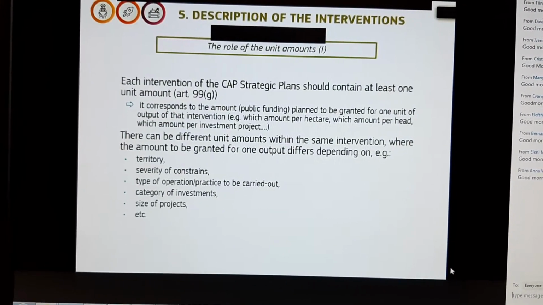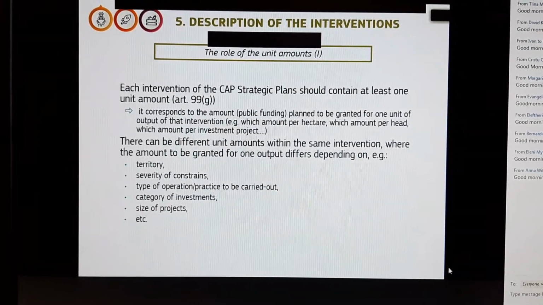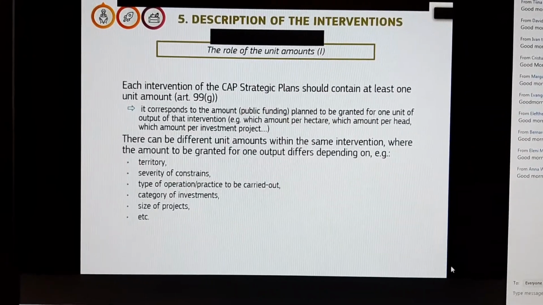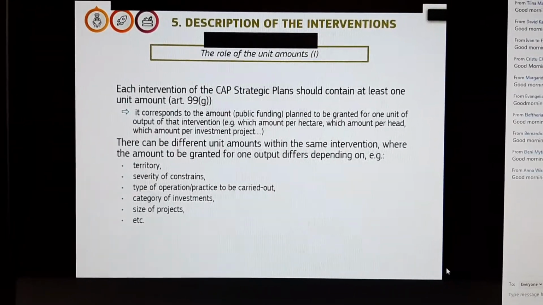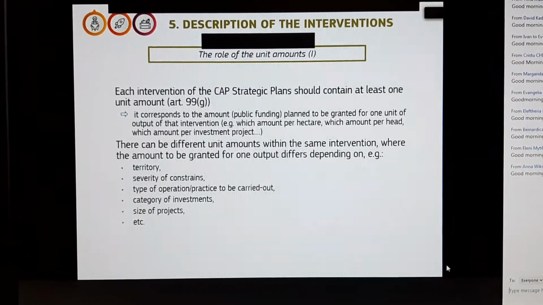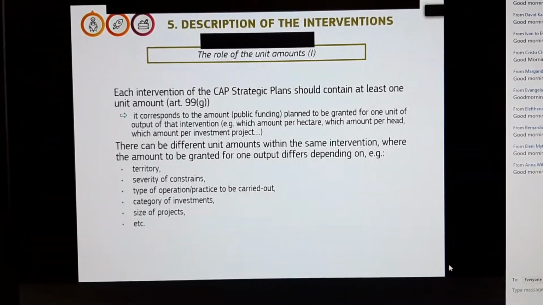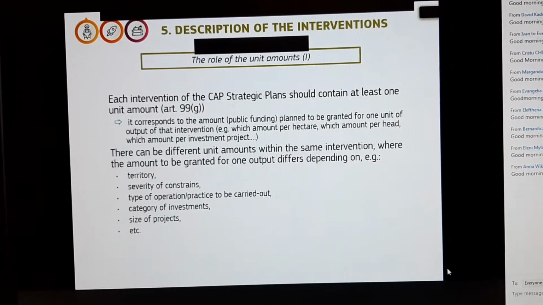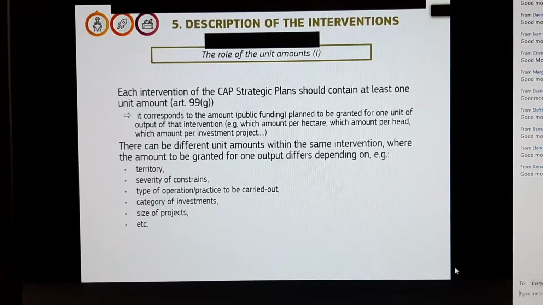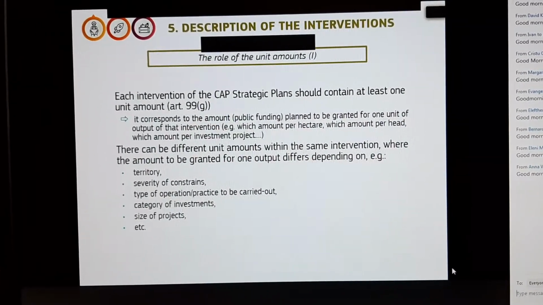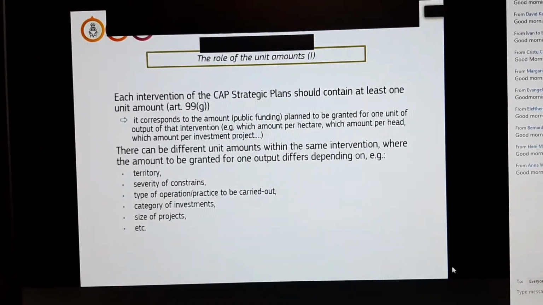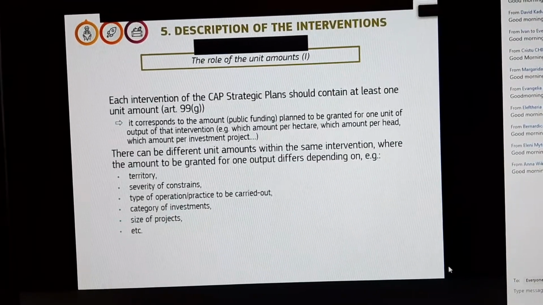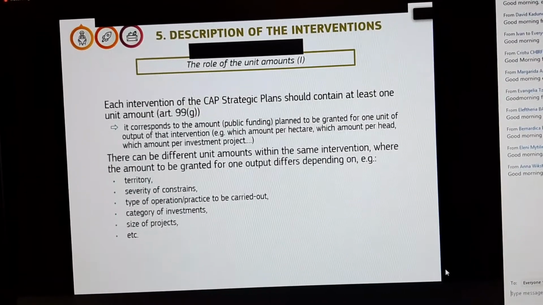So just very briefly, I will finish with 3 slides on what we consider the role of the unit amounts, because this is very important in the design of the intervention, and there have been many discussions on this. So just to put some very important elements on the unit amount. So first of all, at least one unit amount should be provided for each intervention. This unit amount is the final amount that the beneficiary will get per unit, so per hectare, per head, per project, in the way the unit is defined according to Annex 1 on the output indicators.